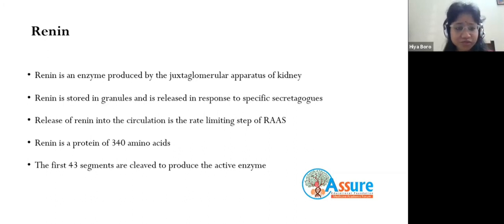This renin is produced by the juxtaglomerular apparatus of the kidney, and this is stored in granules and is released in response to specific secretagogues. And release of renin in the circulation is the rate limiting step. Okay, so this is the rate limiting step of the entire renin angiotensin system. And renin is a protein that consists of 340 amino acids. Okay. And the first 43 segments are cleaved to produce the active enzyme.